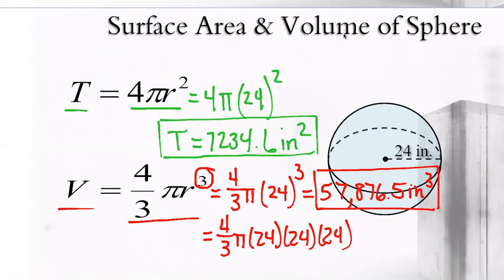And then again, you can plug that straight into your calculator. 4 divided by 3 times 3.14 times 24 times 24 times 24. If you're using this method, just be really careful that you're typing in the correct number of 24s. Okay, so leaving out one or adding in an extra is going to drastically change your results. So whichever way you work it out, you should end up with the same answer either way. So doing this, we still get our 57,876.5, and then inches cubed.